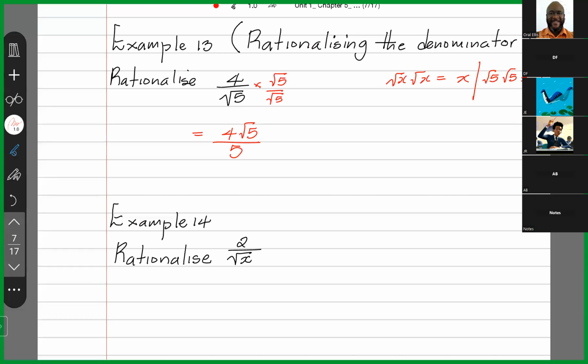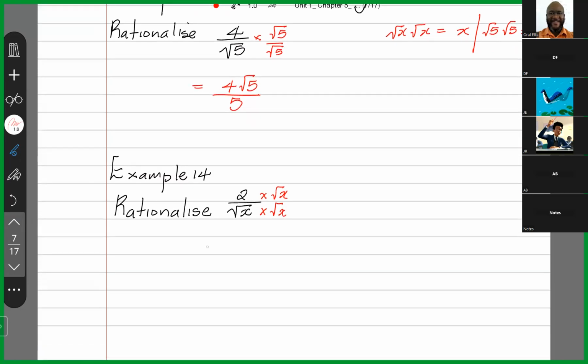All right, so example 14 is asking us to rationalize 2 over the root of x. To rationalize, we want to make the denominator rational. In this case, we're going to multiply the numerator and the denominator by the root of x. When we do, we're going to end up with 2 root x in the numerator, and x in the denominator.